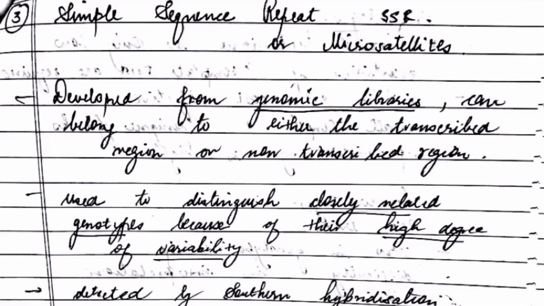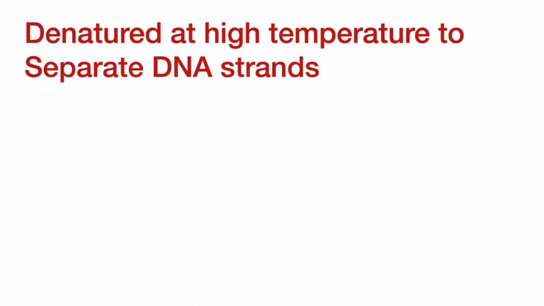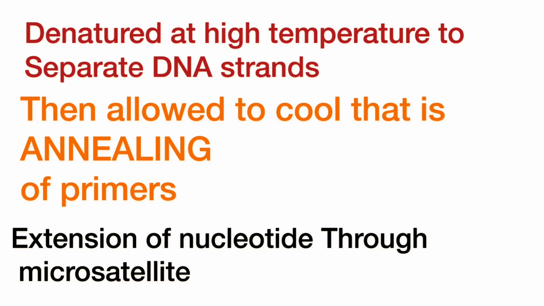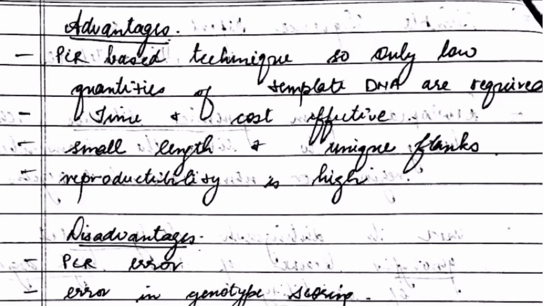Next technique is microsatellite, also called simple sequence repeat. It is developed from genomic libraries and can be amplified for identification by the polymerase chain reaction. That is, it involves 3 basic steps. They are denaturation, annealing, and extension. It is denatured at high temperature to separate the DNA strands and then cooled to allow annealing of primers and then extension of nucleotides by polymerase. It is used to detect by certain hybridization, and it also helps in detecting disputed paternity cases.